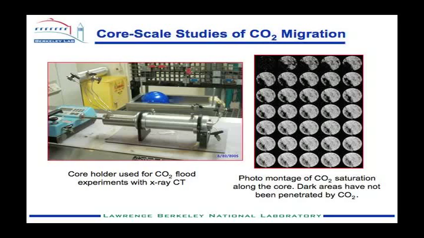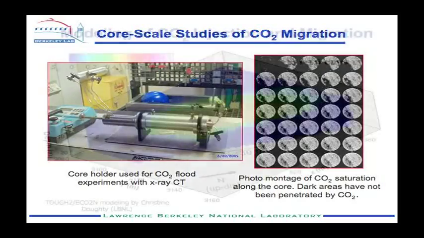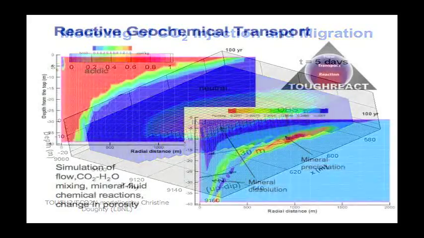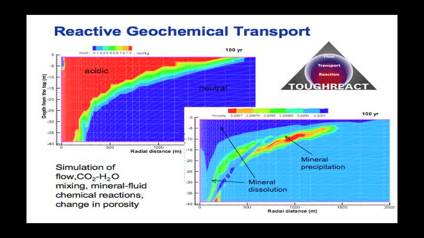So we do some laboratory work, forcing CO2 through rocks and imaging it with X-ray tomography. We do modeling of flow in the subsurface. This is a small-scale injection experiment that was done in Texas, and it's a model of where the CO2 went as they pumped it into the formation. There's reactive geochemical modeling, trying to take account of this chemistry that's going on in association with the flow.